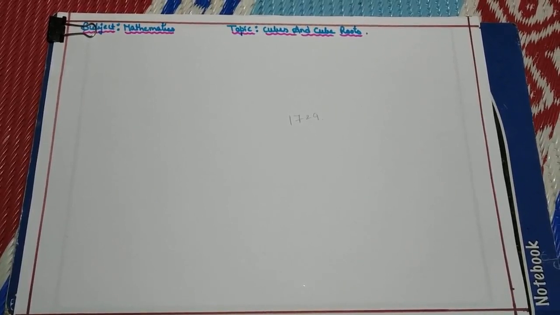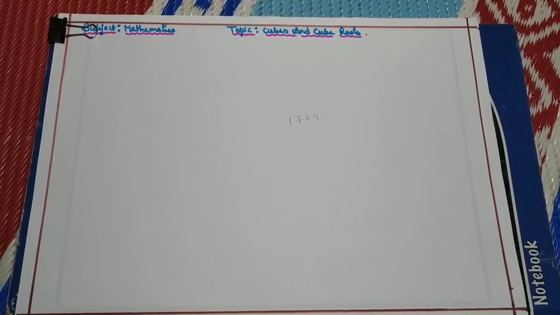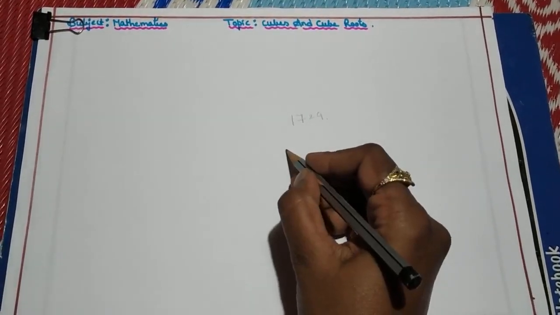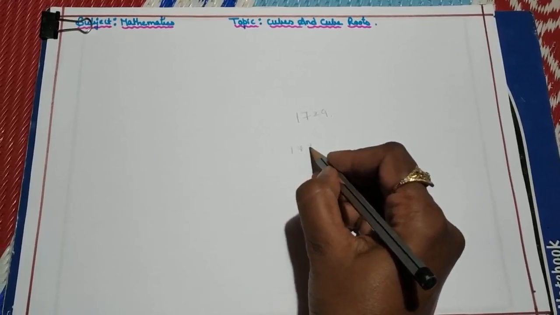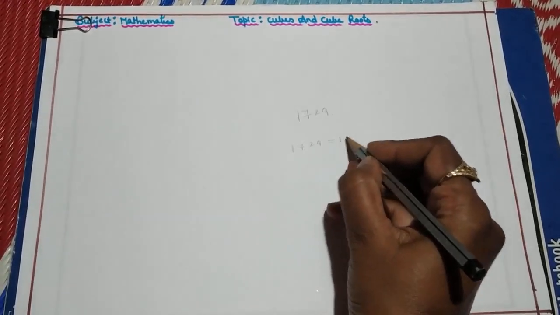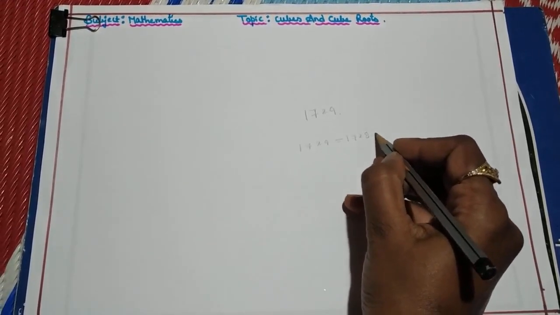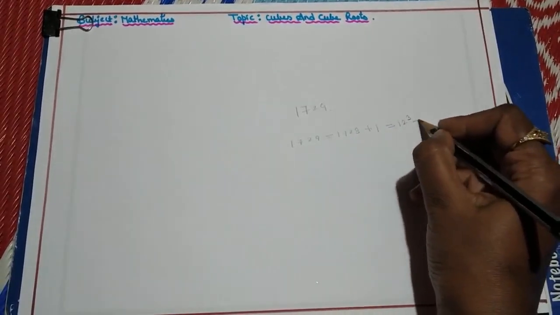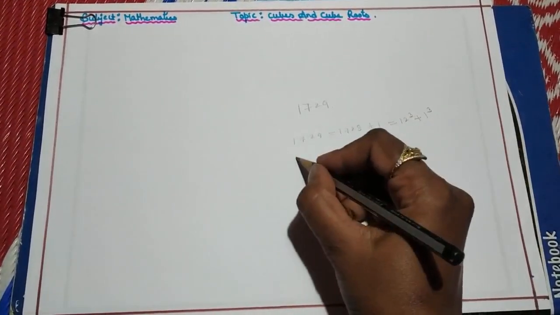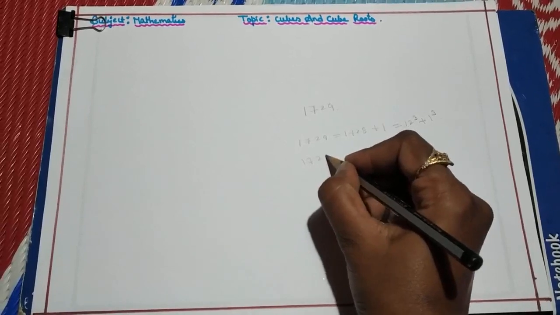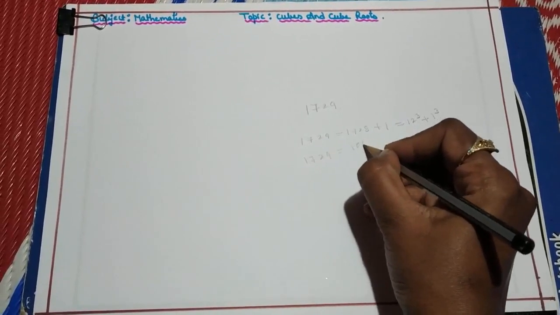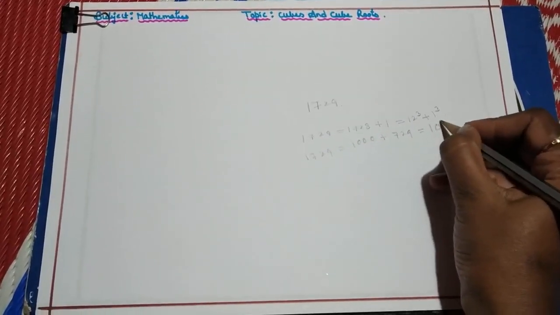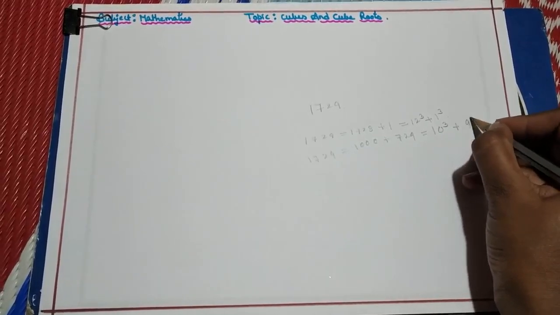He said that it is the smallest number that can be expressed as a sum of two cubes in two different ways. That is, 1729 is equal to 1728 plus 1, which is equal to 12 cube plus 1 cube. And another way is 1729 is equal to 1000 plus 729, where 1000 is 10 cube and 729 is 9 cube.